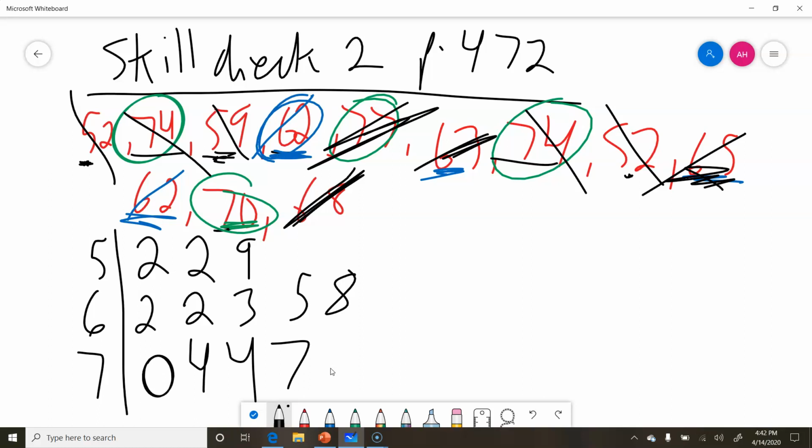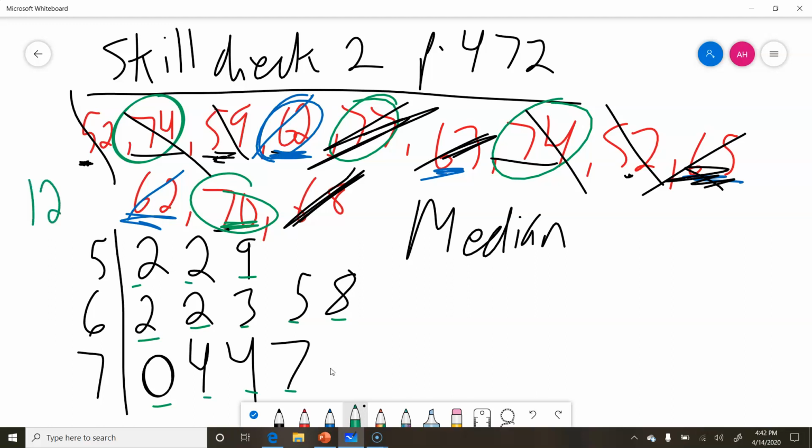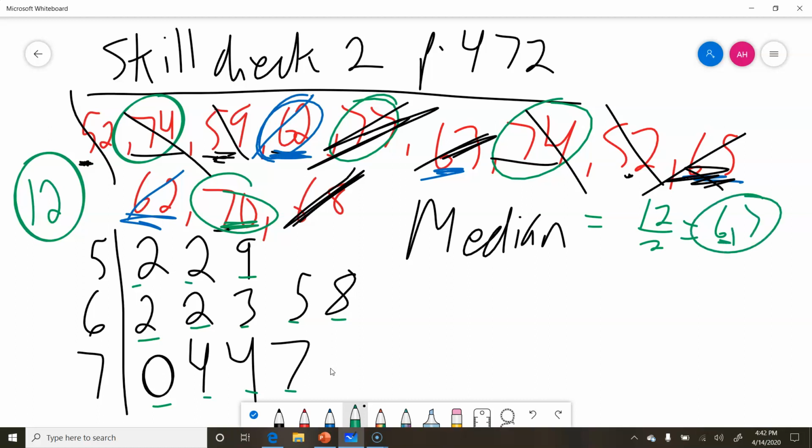So now I need to count up how many I have, because I need to find the median. So I count up here: 1, 2, 3, 4, 5, 6, 7, 8, 9, 10, 11, 12. Okay, I have 12 total. Now remember how we find this. We do 12 divided by 2, and that equals 6. So I need to know the 6th and the 7th terms. I take the lower one and then go up one more term. 6 and 7. Okay, so I come here in red.